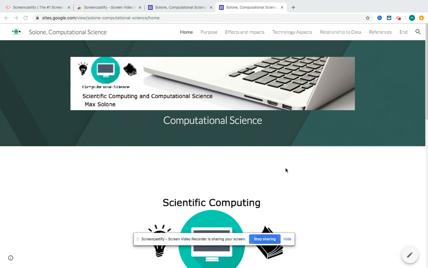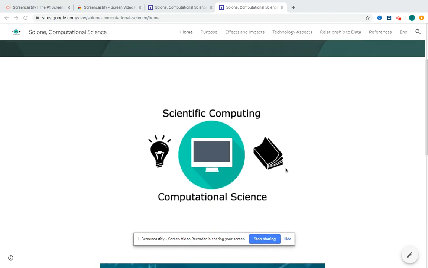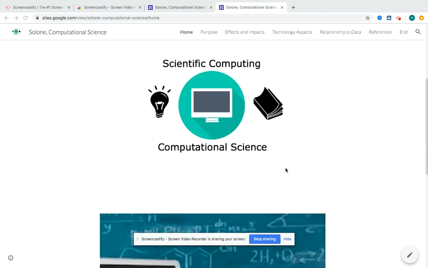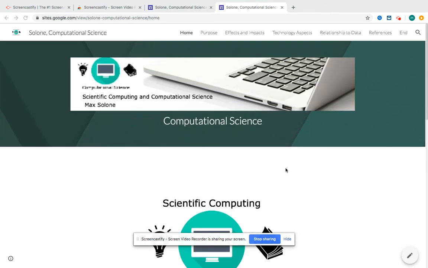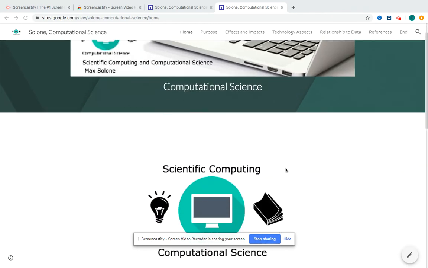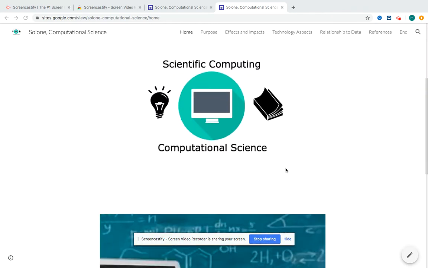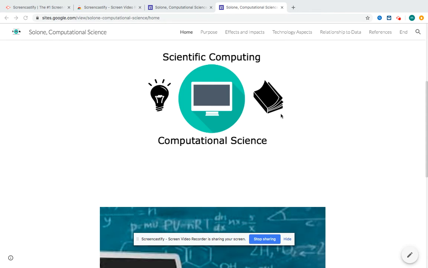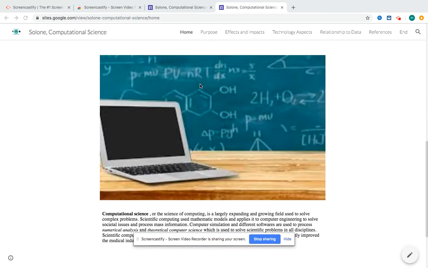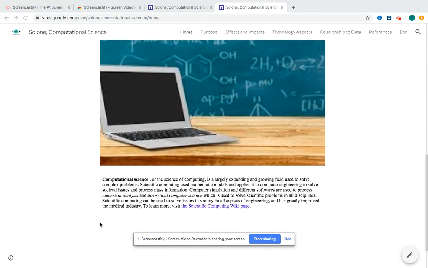Okay, so here I have my web page. My topic was computational science or scientific computing, which is basically computer science. So there's my header. I have my logo right here. Picked a light bulb, some books, scientific computing, computational science. So a picture of a laptop, some codes in the background.